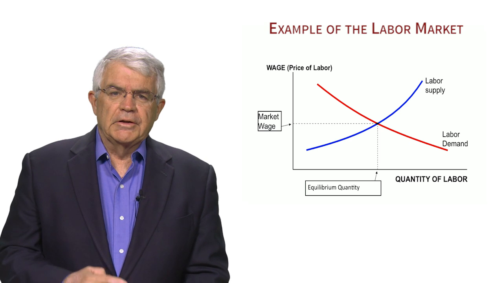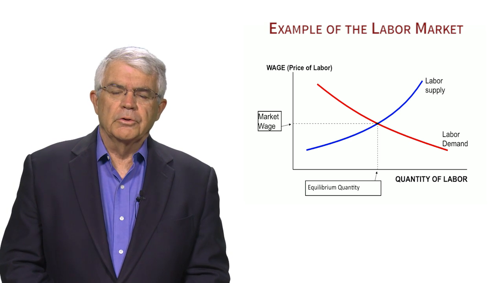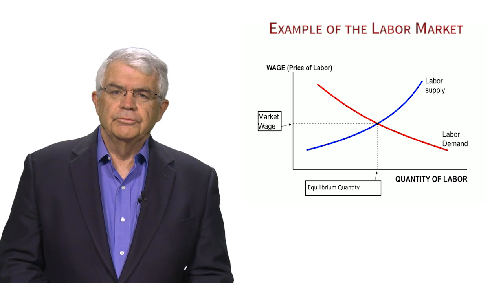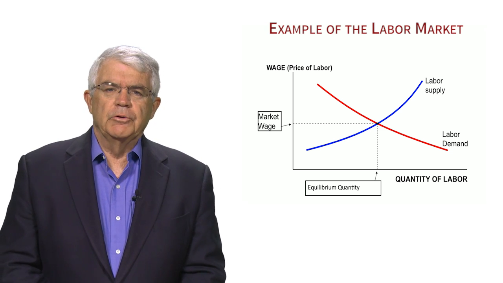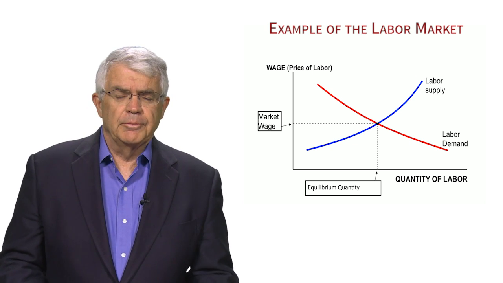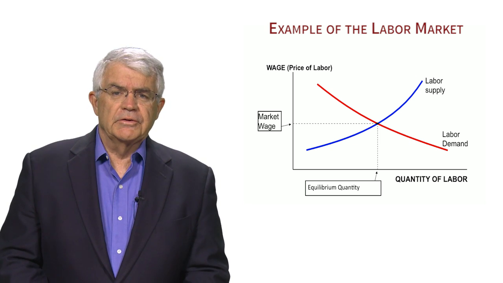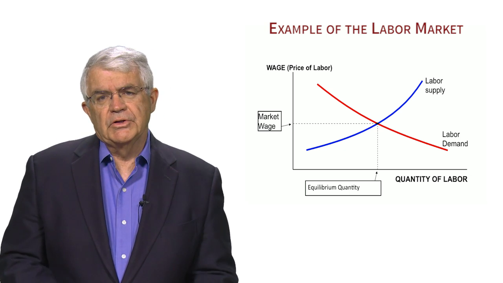So the idea here is the higher the wage, the higher they have to pay the workers, the lower the quantity of labor demanded will be. So it's a downward sloping demand curve, but it's demand for labor rather than for apples or for oil, and that's what represents the firm's own profit maximizing decision.